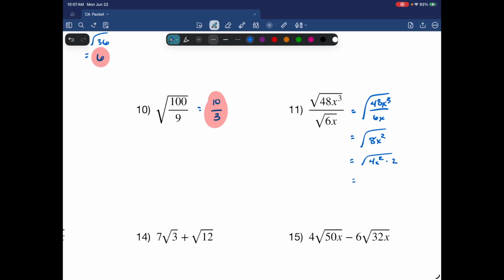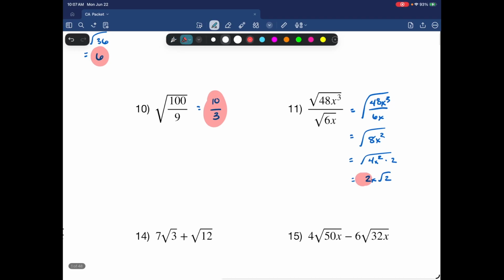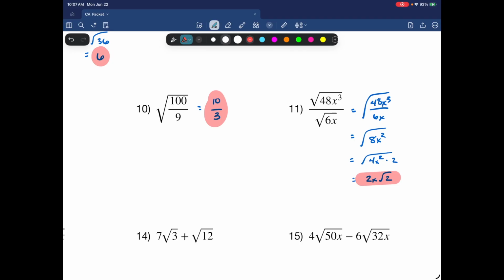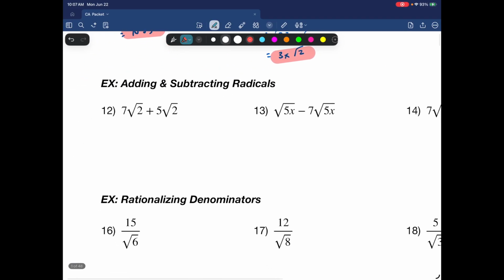Okay, and that's going to give me 2x square root of 2. Now, on 12, when you're adding and subtracting radicals, it's very much like fractions. You can't add and subtract fractions unless you have common denominators. And if you don't, you got to make it so. So here, on 12, I got 7 radical 2, 5 radical 2. You can almost treat this like 7x and 5x. So this is going to be 12 radical 2.